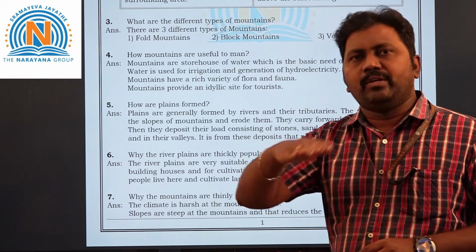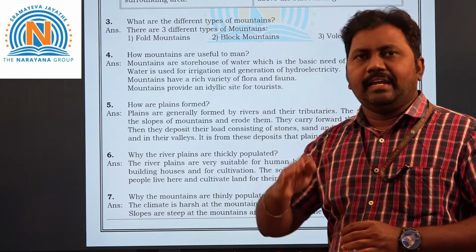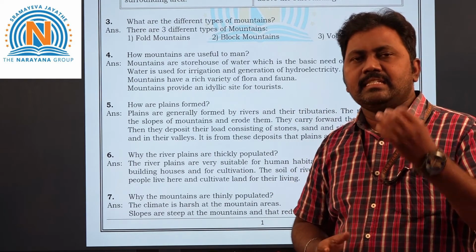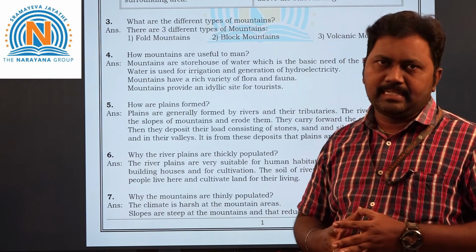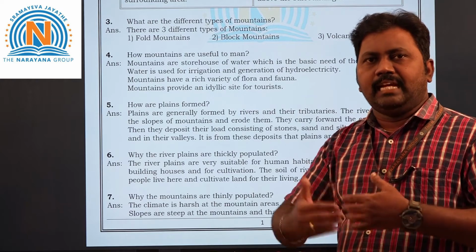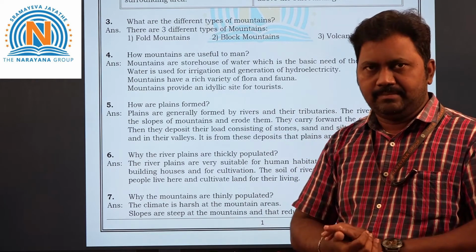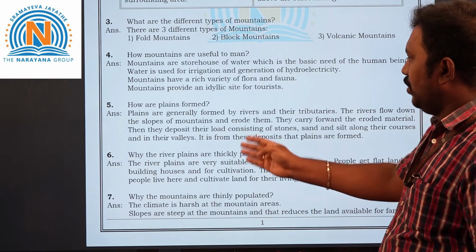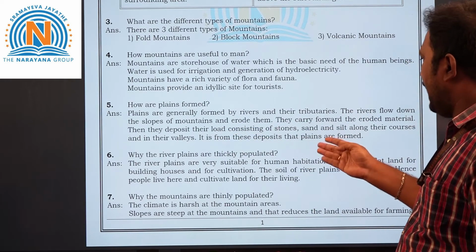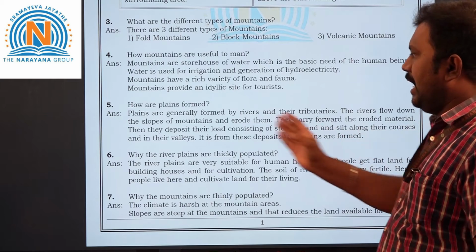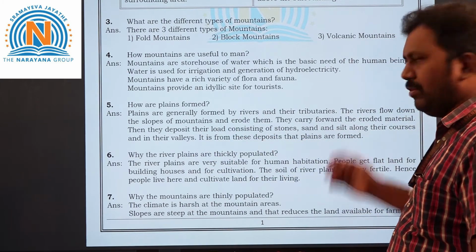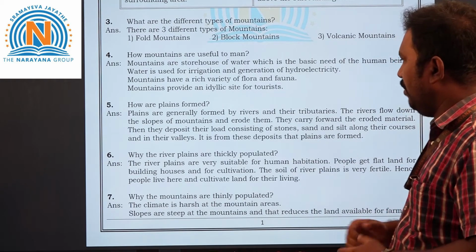While flowing, the river carries forward this eroded material, that is, sand, stone and clay materials. After some time it will be deposited at one place. That is what they are telling here. They deposit their load consisting of stones, sand, and silt along their courses and in the valleys. These deposits form the plains. Like this, plains are formed.